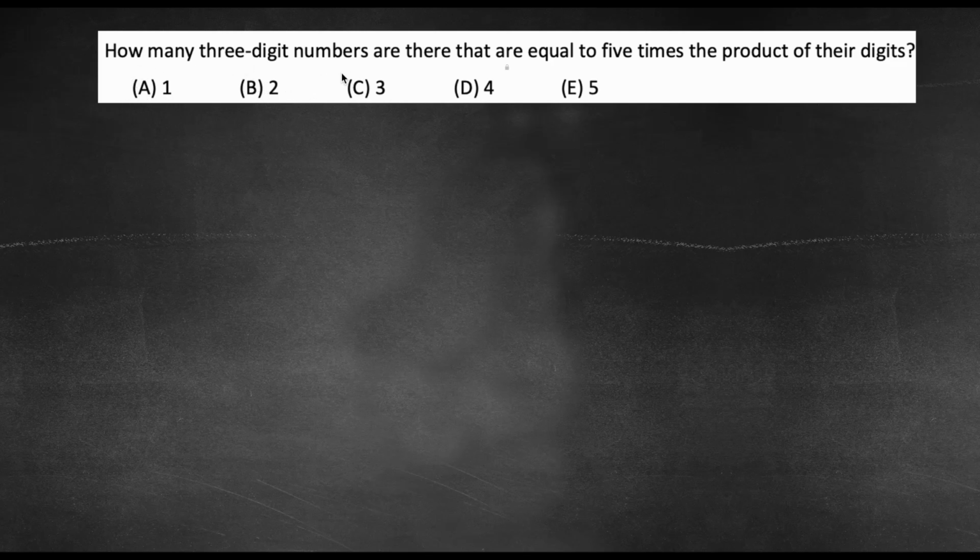How many three-digit numbers are there that are equal to 5 times the product of their digits? So as you can see, we basically have to scan through 900 numbers, because that's the number of three-digit numbers that exist, and see which one has this property.